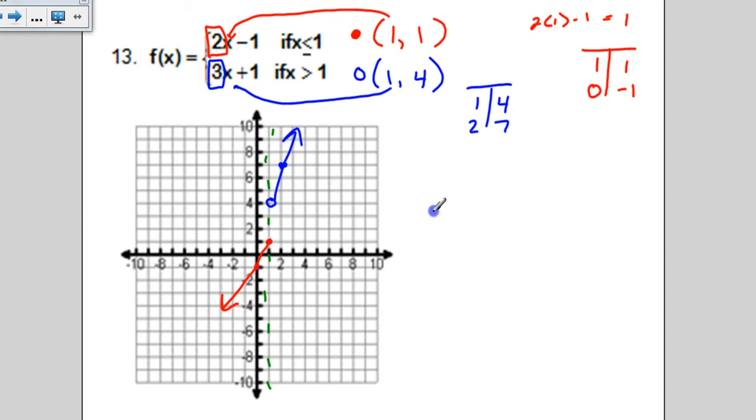So that's what a piecewise function is going to look like. It's going to split on some boundary line. It's going to look really weird. It does help if you do this in 2 different colors.